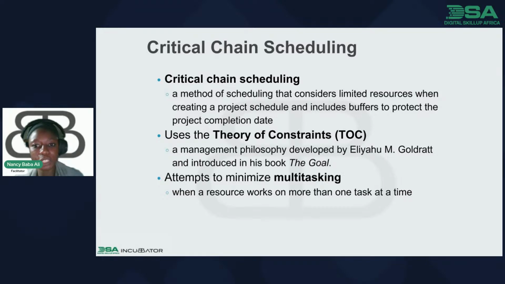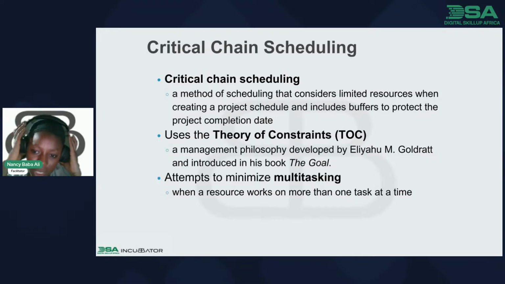So we have critical chain scheduling. Critical chain scheduling is a method of scheduling that considers limited resources when creating a project schedule and includes buffers to protect the project's completion date. It uses the theory of constraints (TOC), a management philosophy developed by Eliyahu M. Goldratt and introduced in his book The Goal. You can read this. An attempt to minimize multitasking when a resource works on more than one task at a time.